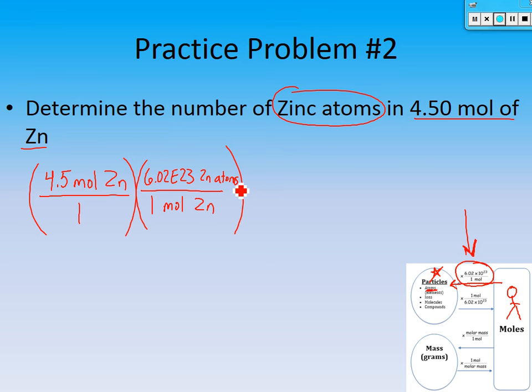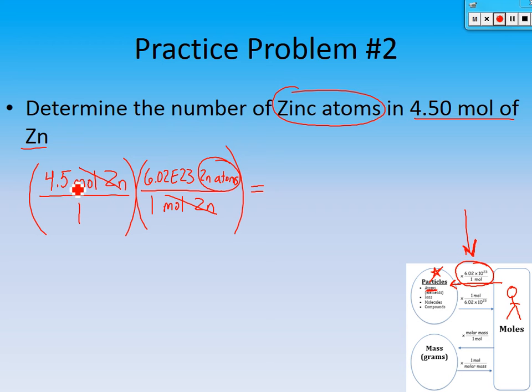Now, it looks like my moles of zinc and my moles of zinc are going to cancel out. So I'm going to strike through those units. I'd like to see you guys do that as well. We're left with zinc atoms. Well, guess what? Zinc atoms is what we were trying to go to. So I'm going to finish the problem, throw on an equal sign, and now it's just a math problem.